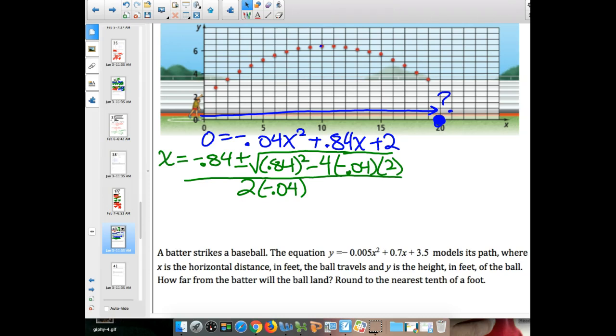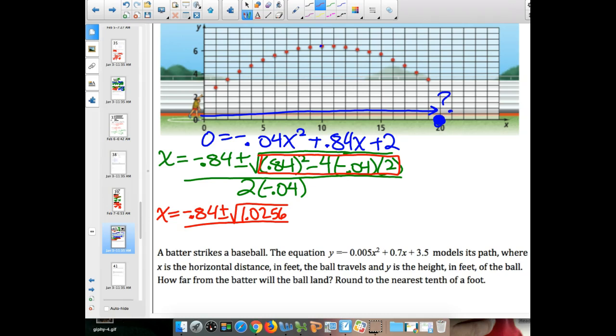We are going to plug what's in the square root into our calculator, and we're going to get kind of a crazy decimal on this one. So when we plug this in, we are going to get plus or minus the square root of 1.0256, and it's all over. Again, you might want to grab your calculator for this. We're going to take 2 times negative 0.04, and when we do that, we're going to get negative 0.08.